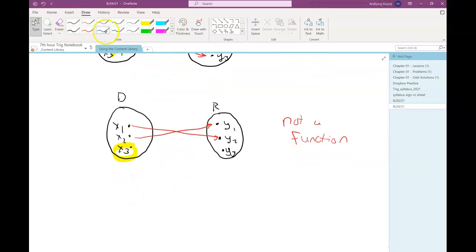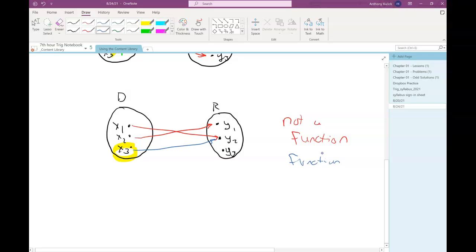And if I wanted to make this a function, what would I need to do? You know, x3 would need to go somewhere. If I added that in, then this would become a function. Does it matter that one of the y's wasn't used? No. Does it matter that one of the y's is used twice? No. The y's don't matter when we're determining whether something's a function or not. So all we care about is what's happening at the x's. So again, if I add that one in blue, that would then become a function.